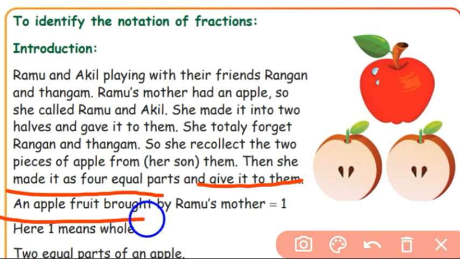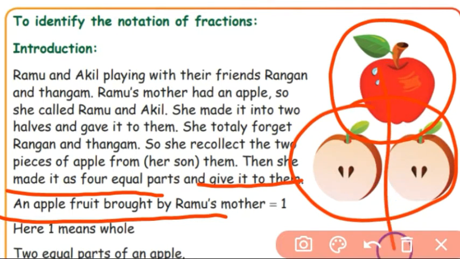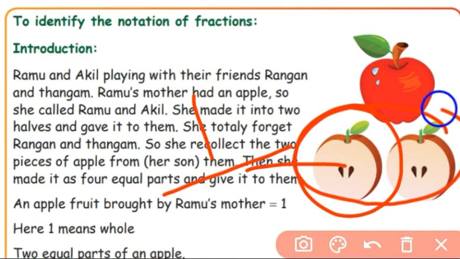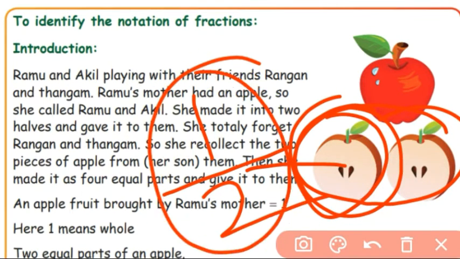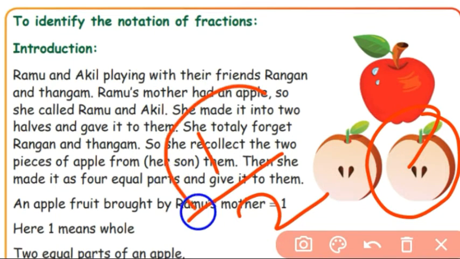See, here one apple means one whole. One whole means one apple. Ramu's mother has one apple. She cut it into two halves. One she gave to Ramu and another to Agil. One piece to Ramu: 1 by the total number of parts, which is 2. So one half she gave to Ramu. That is 1 by 2. Another half she gave to Agil.